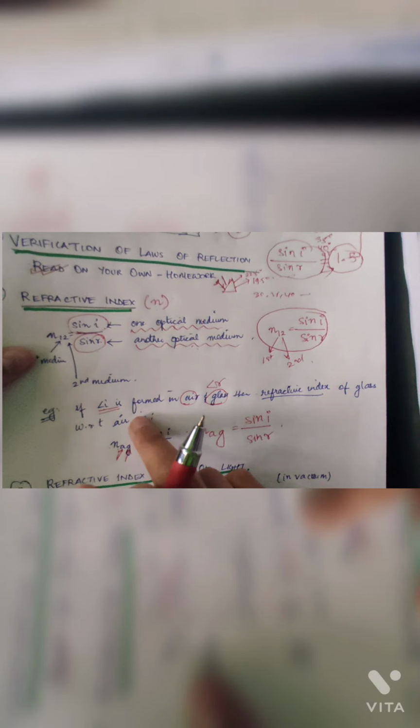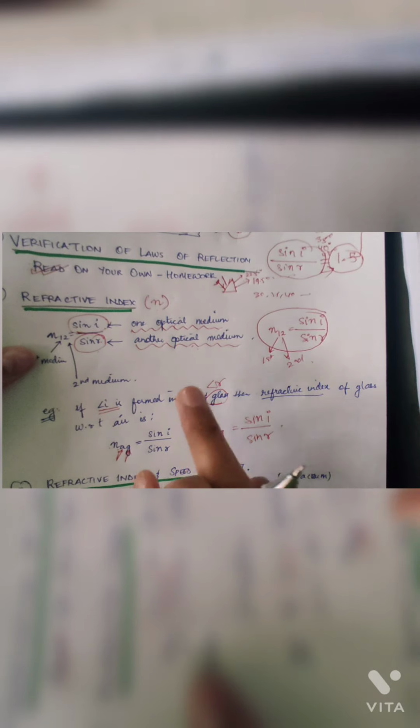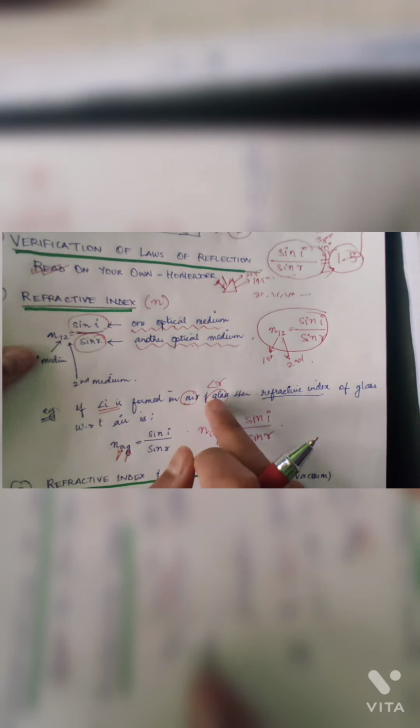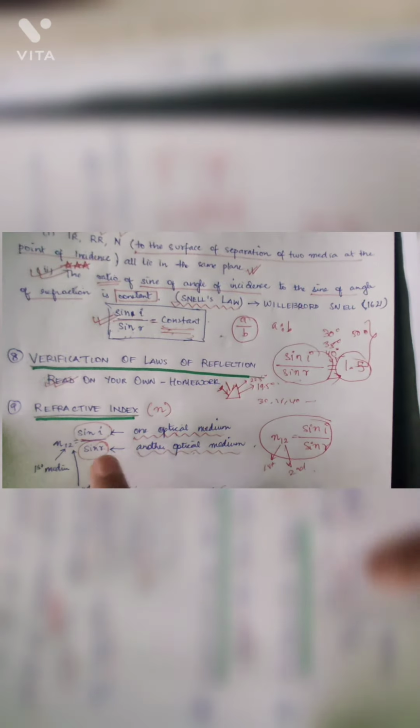If it is formed in water and glass, then it should be n W G is equal to sine I by sine R. These are simple terms. This definition is very important for refractive index, and even this representation. All right, next we will talk about the refractive index and the speed of light.